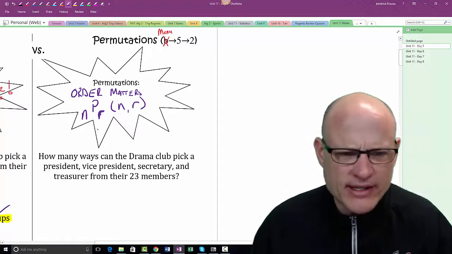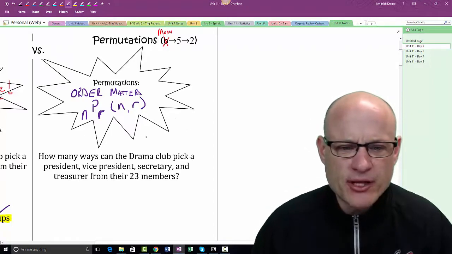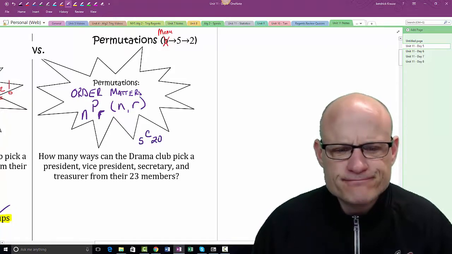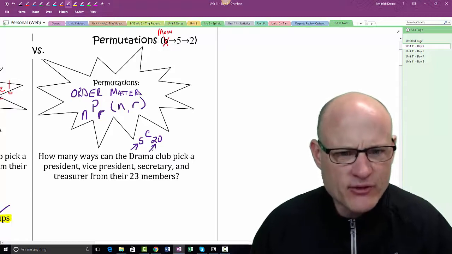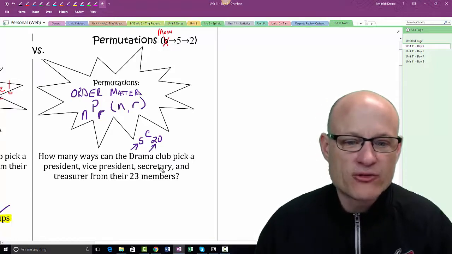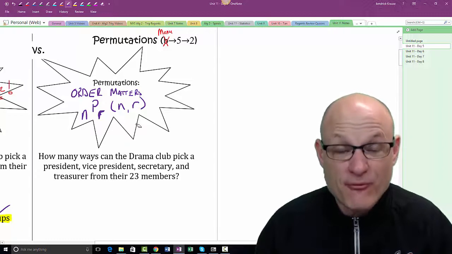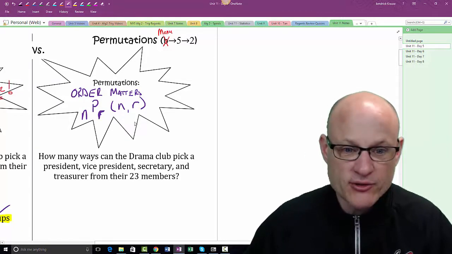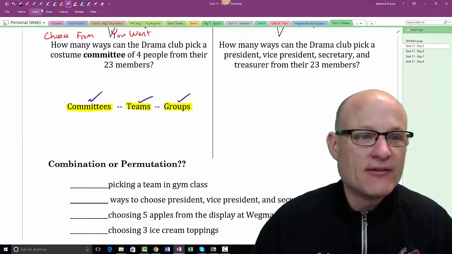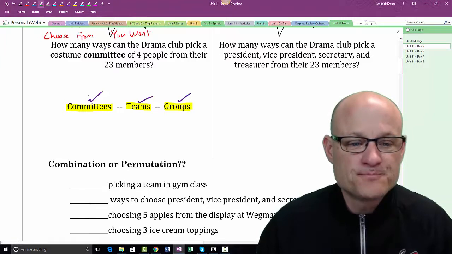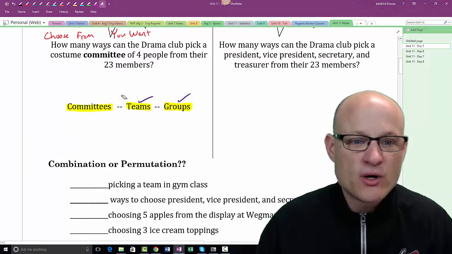Now, when you're doing this, I had a kid put in 5C20. And I'm like, what? You've got 5 people and you want to choose all 20 of them? That doesn't make much sense. So when you're doing this, you've got to remember the large number comes first. That's the number you have to pick from, and the small number comes second. You'll see how this works. All right. So let's say I have a drama club, and there are 23 members of the club.